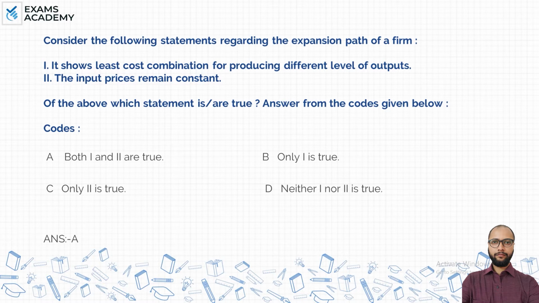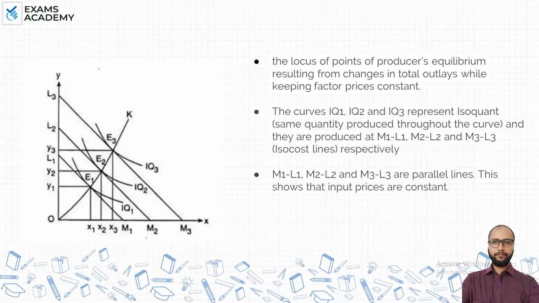Now to crack this question, of course, you need to understand the definition and the meaning of expansion path of a firm. Let's first have a look at this diagram. X and Y axis represent the inputs that are used to produce an output, and these parallel lines that you can see, that is L1 M1, L2 M2 and L3 M3, these are iso cost lines, that is cost of production remains same on these lines. So there is a particular cost on L1 M1, there is some other cost but it remains same on L2 M2, and there is some other cost that remains same through this line L3 M3.